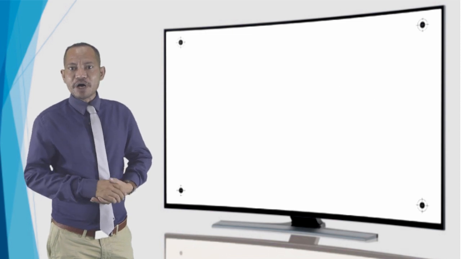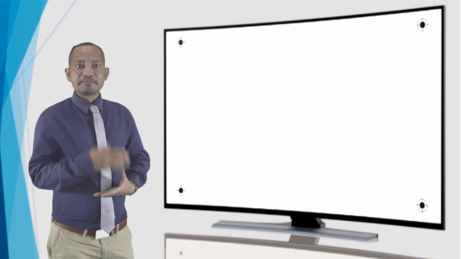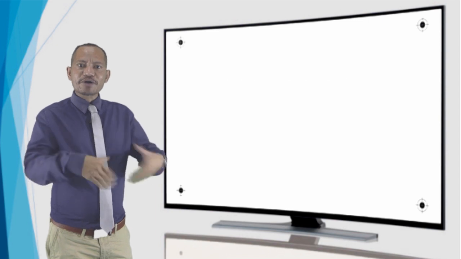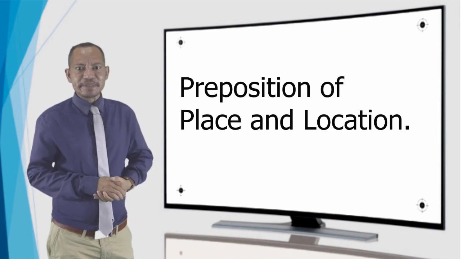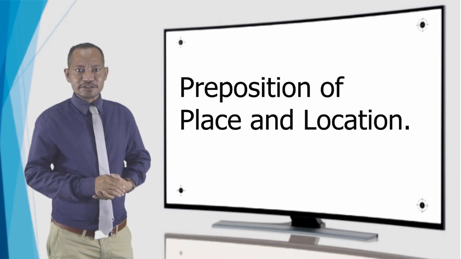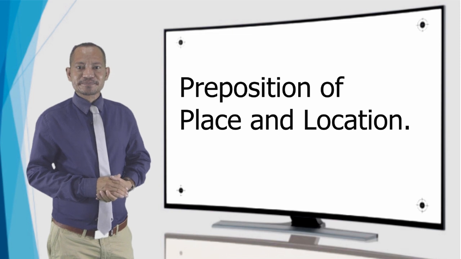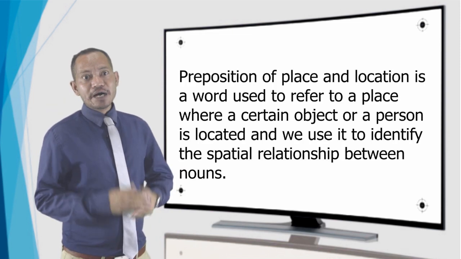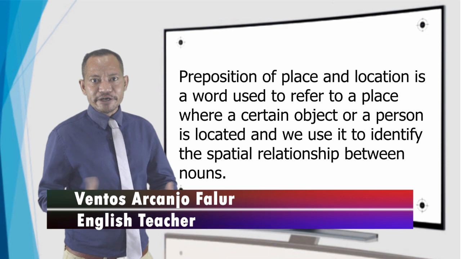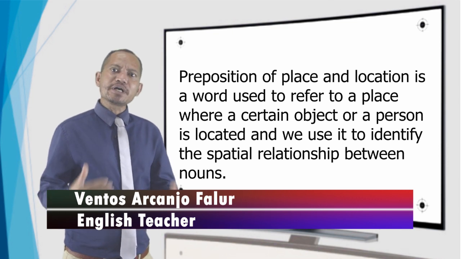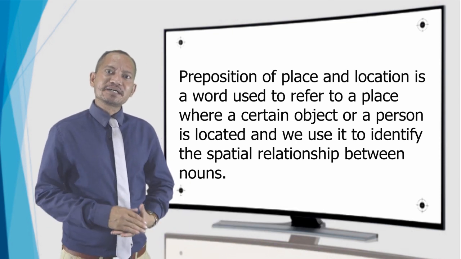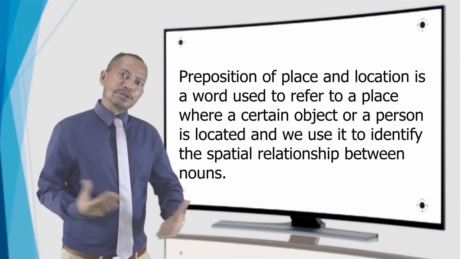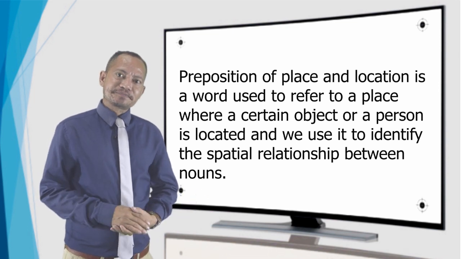But how is it possible to describe both place and location? And how can we identify a preposition of place and location? Then join me in this lesson all about prepositions of place and location. Alright, I would like to continue by clearing up your doubts on what a preposition of place and location in English is.